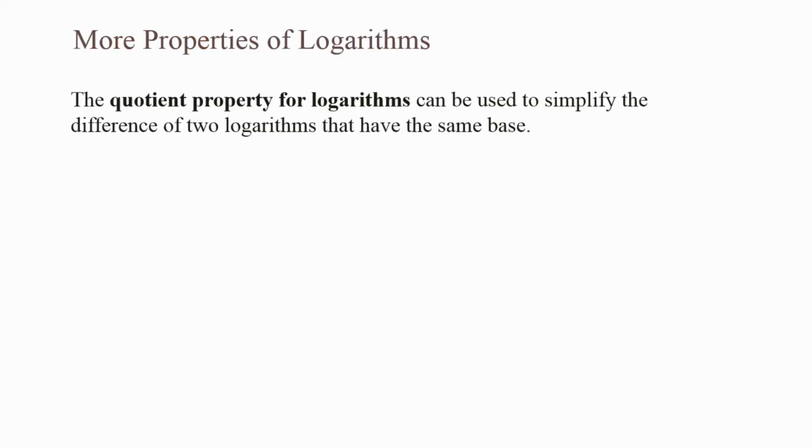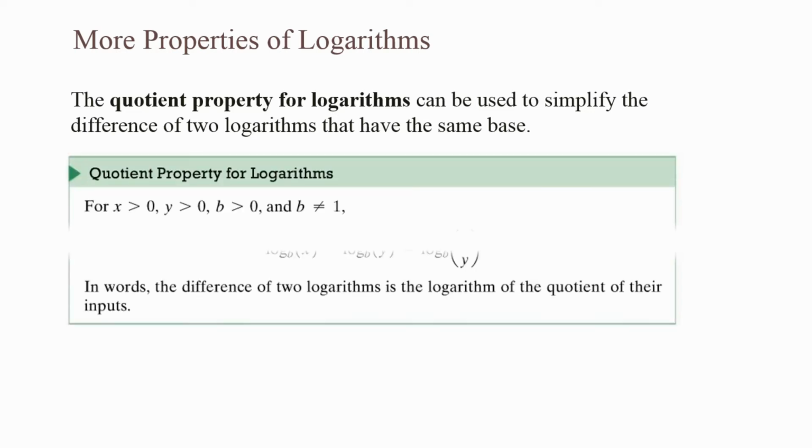More properties of logarithms. The quotient property for logarithms can be used to simplify the difference of two logarithms that have the same base. The quotient property for logarithms: for x greater than 0, y greater than 0, b greater than 0, and b not equal to 1, log base b of x minus log base b of y equals log base b of x divided by y. In words, the difference of two logarithms is the logarithm of the quotient of their inputs.